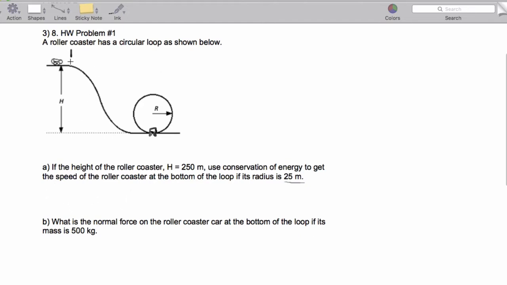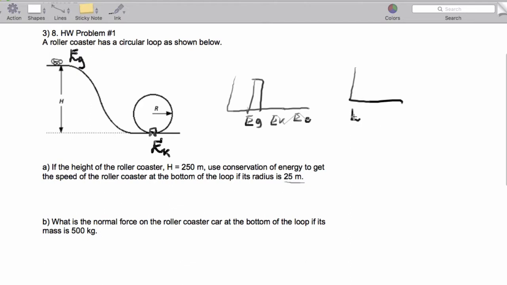So we have all EG at the top, and then we have EK at the bottom. So we can set up our conservation. If you want to do bar graphs, it's like we have all EG here, no EK, no E elastic. Some people got really sassy and decided to do this. So we have EG, and then we have EK here, and then some elastic energy, and then we draw the little bar for dissipated, but there's no dissipated energy. It's exciting.